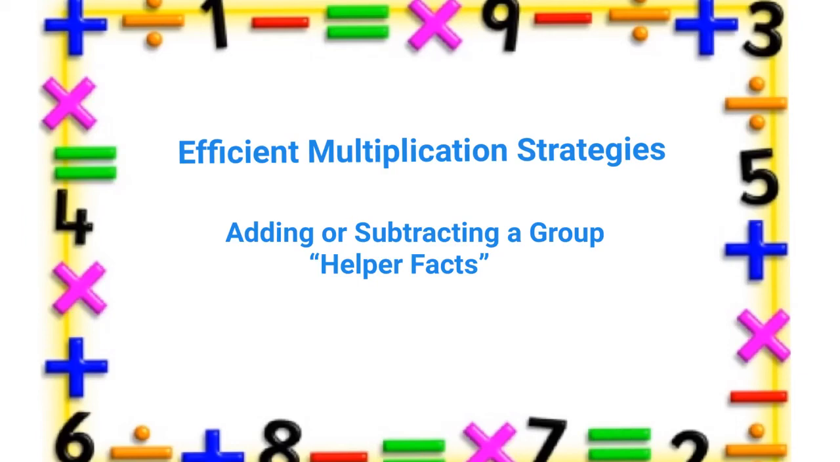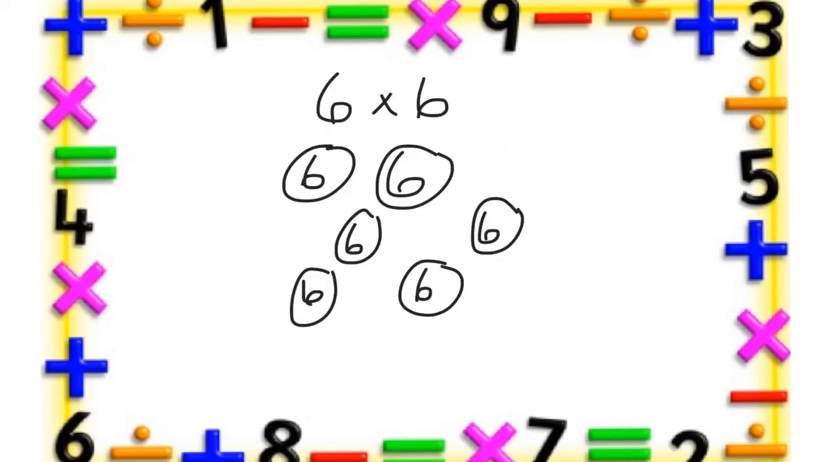In this video, we'll be going over an efficient multiplication strategy called adding or subtracting a group. Sometimes this is known as using helper facts. So let's try this strategy with a multiplication problem like 6 times 6. I want you to picture 6 times 6. It would be 6 groups, each with 6 inside.